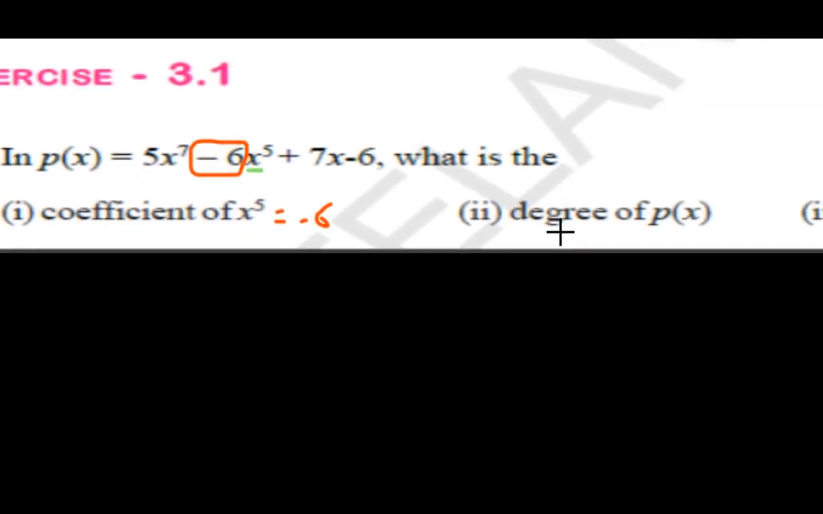Now, the second question, that is the degree of p of x. So what is the degree of this polynomial p of x? We know that the degree of a polynomial is nothing but the maximum degree of a term among all the terms of the polynomial. So this polynomial contains 4 terms. Out of these 4 terms, the term which has maximum degree is considered as the degree of this polynomial.